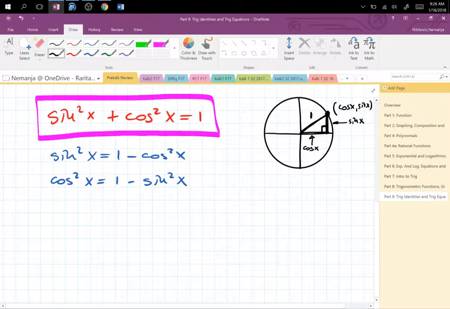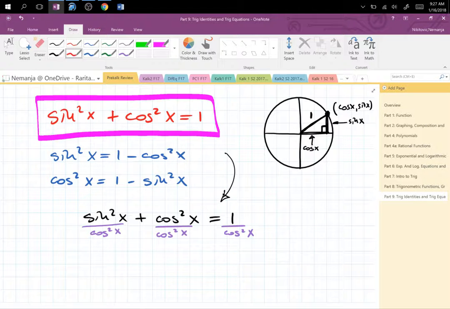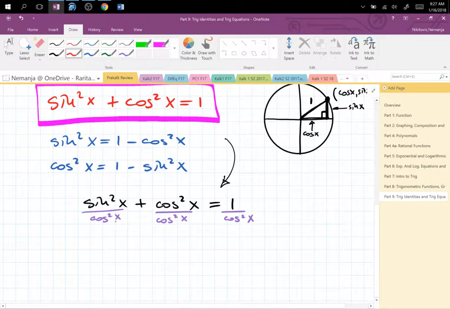Now going back to the original one, if I am to write sine squared x plus cosine squared x equals 1, and if I am to divide everywhere by cosine squared x, so what I did is I divided everywhere by cosine squared x, you get another very important identity which says that tangent squared x plus 1 is equal to secant squared x.